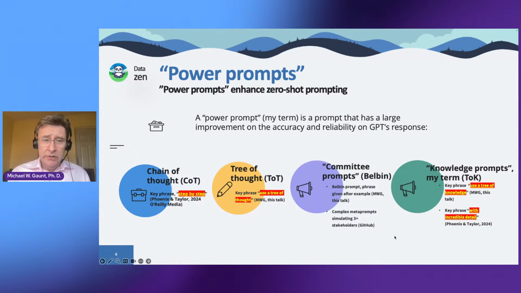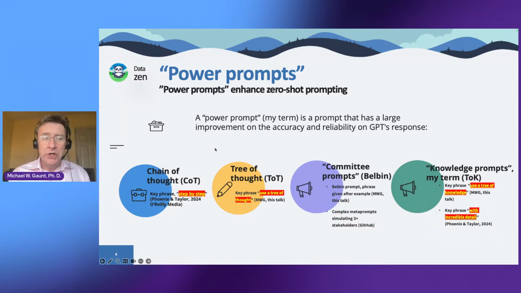And then there's a final area of power prompts called knowledge prompts. This is my term. And this is accessed, and again, this is my own term, using the power prompt, use a tree of knowledge. And in O'Reilly, Phoenix and Taylor 2024, they did the same thing using a power prompt with incredible detail. So you'd have your query, then you have with incredible detail.